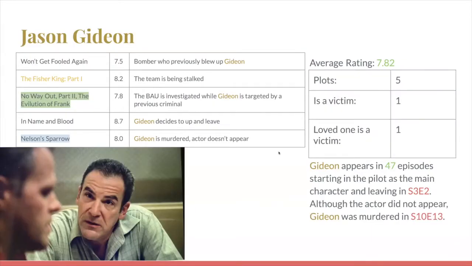Okay, so next we have Jason Gideon. His average rating was 7.82. He appeared in 47 episodes, starting from the pilot as the main character, but he left in season 3, episode 2. And although the actor did not appear, Gideon was murdered in season 10, episode 13. So he had 5 plots about him. He was the victim once in Nelson Sparrow when he was murdered, and his loved one was a victim once in No Way Out, Part 2, The Evolution of Frank. If I remember correctly, this was a while ago, it was his girlfriend that got murdered.